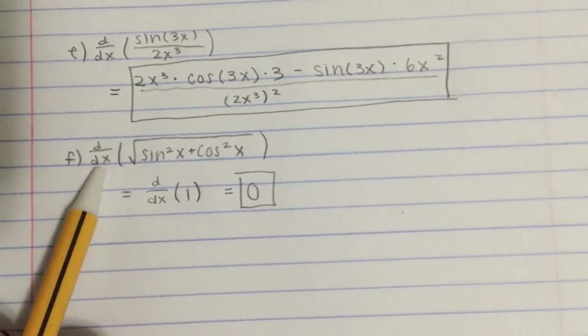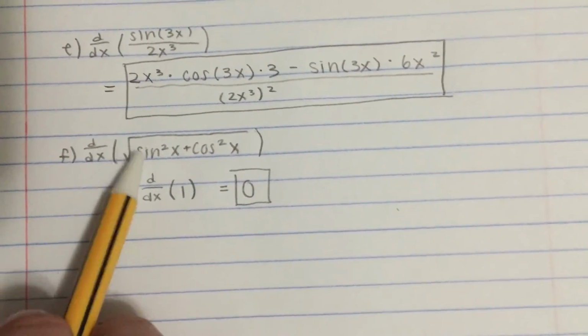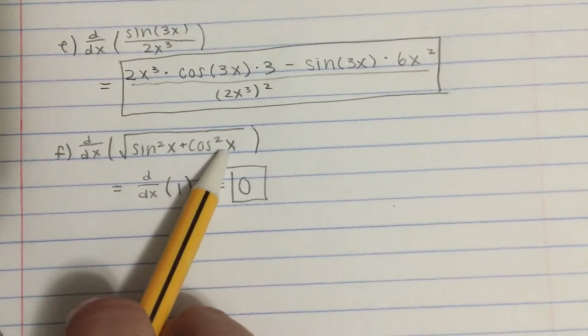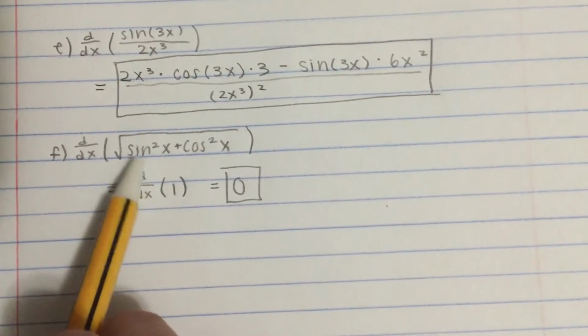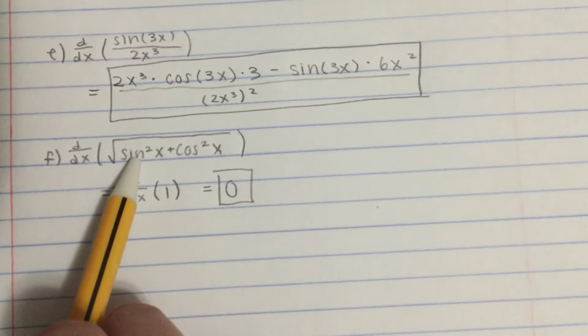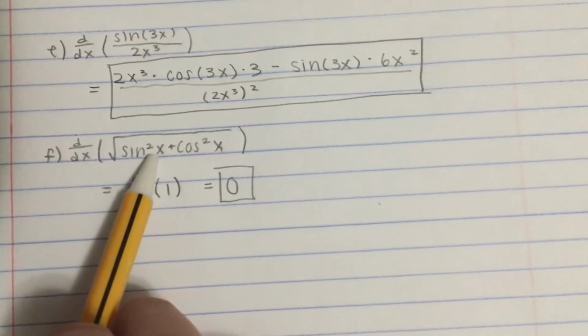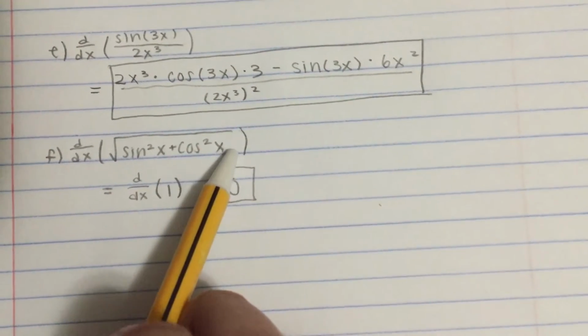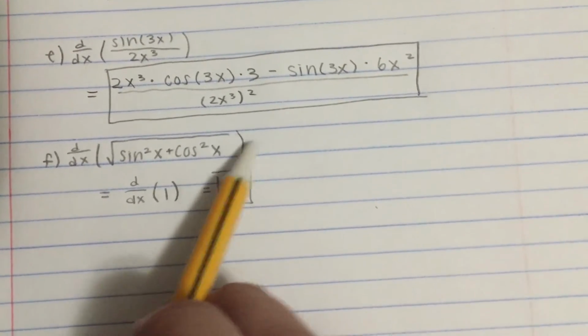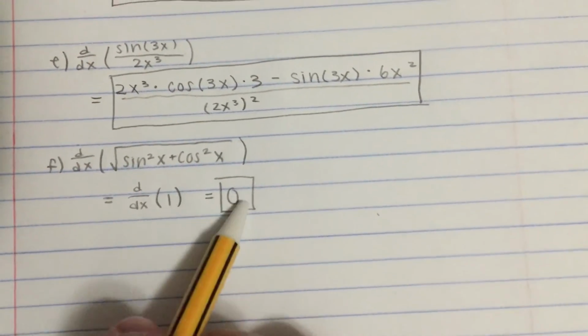F, it's d/dx of the square root of sine squared x plus cosine squared x, and that's basically just taking the derivative of 1, because sine squared x plus cosine squared x, the identity, equals 1, so the derivative of 1 equals 0.